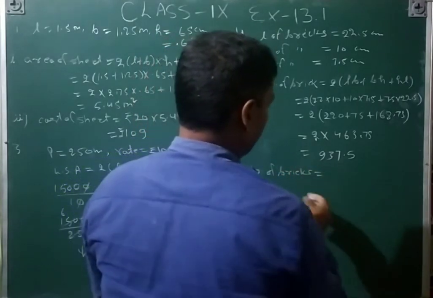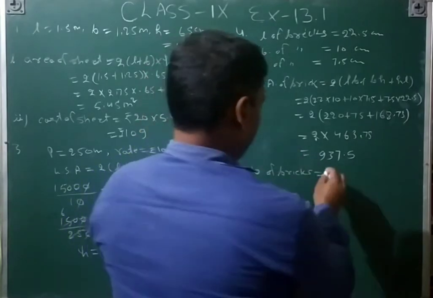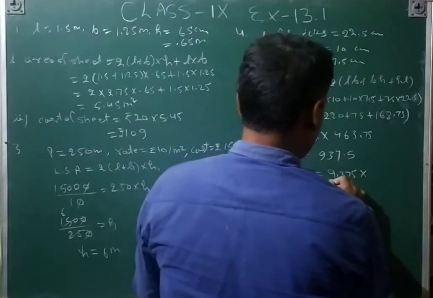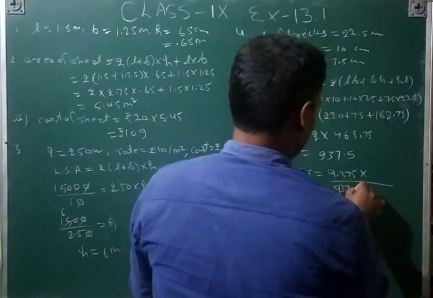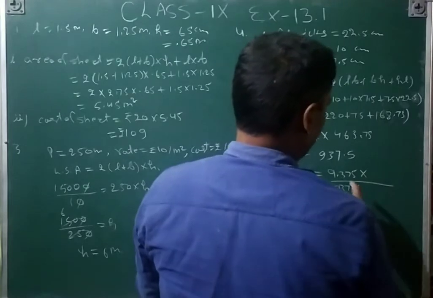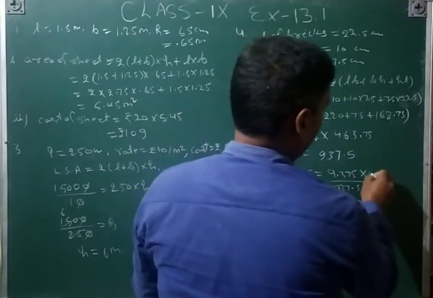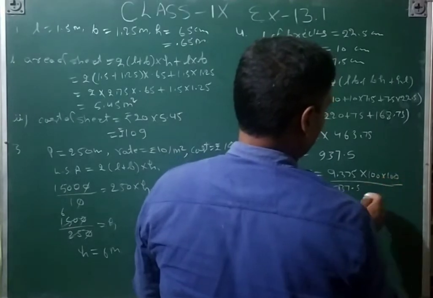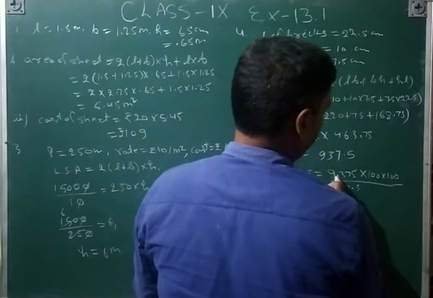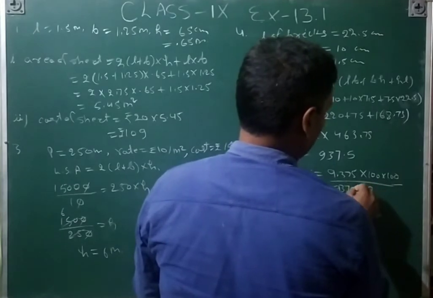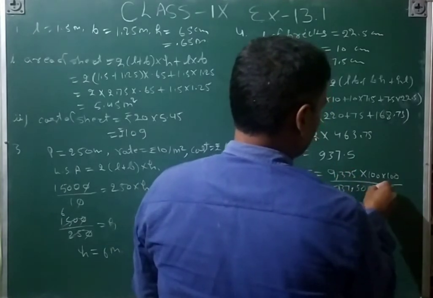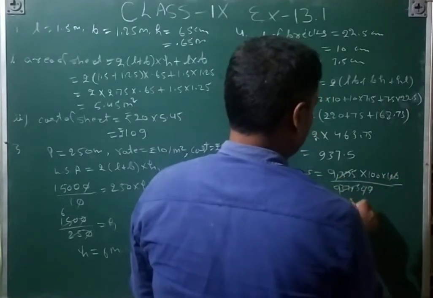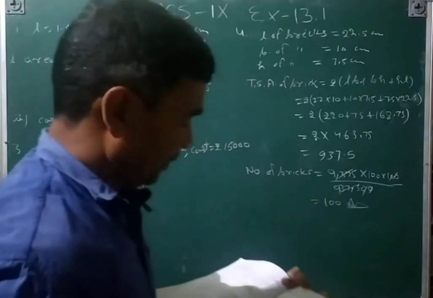is equal to 9.375 into... this is given in meter, so 1 meter is equal to 100 centimeter. So after decimal, here are 3 digits, so here will also be 3 digits, decimal cancels by decimal, these 2 zeros cancel by 2 zeros, so that is 100 bricks. That is the answer.